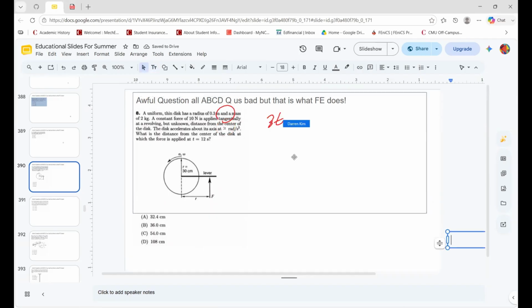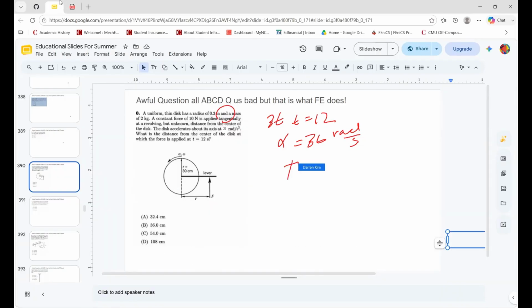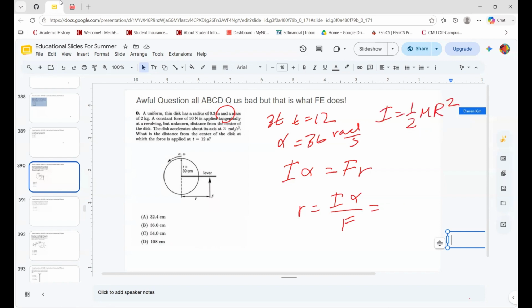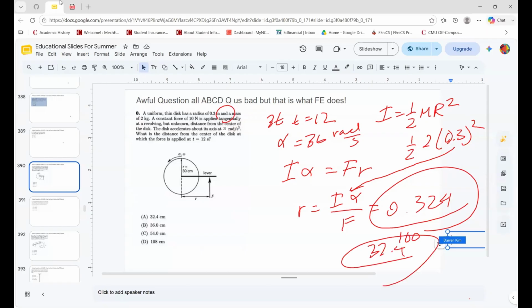First we start with 3t, where t equals 12, which makes alpha equal 36 radians per second squared at this point. And you're next asking, what is the formula we're going to use? The formula is this moment idea, because there are two ways to define moment: I alpha, and the other one is force times r. So r equals I alpha divided by F. I equals 1/2 m r squared for a thin disk. So 1/2 multiplied by 2 by 0.3 squared. Plug into here with the 36 and the 10, and you should get the answer you're looking for. I get 0.324, and that multiplied by 100 is 32.4. So that's A.